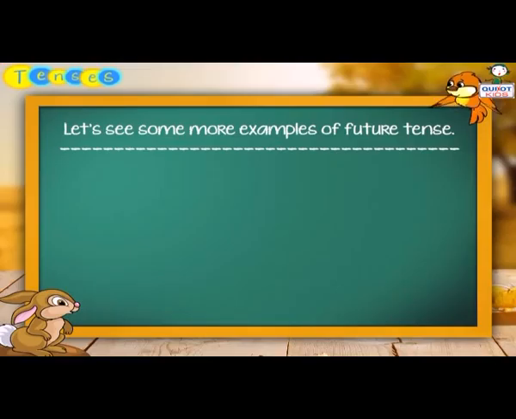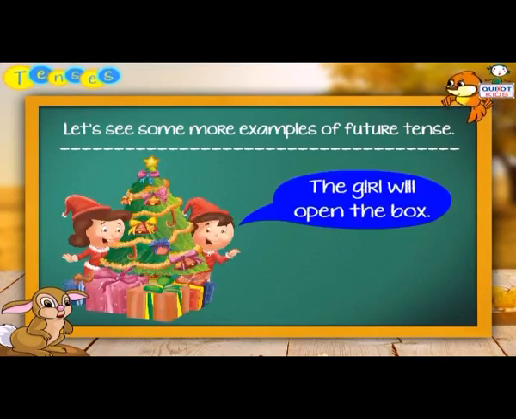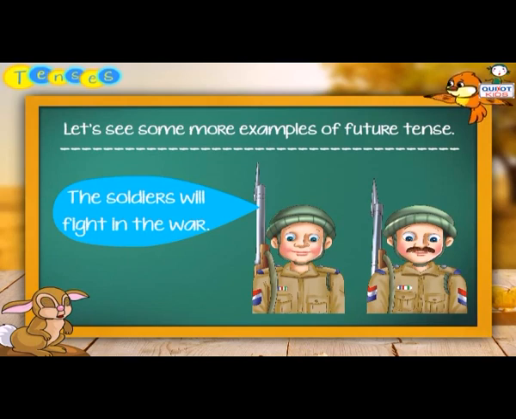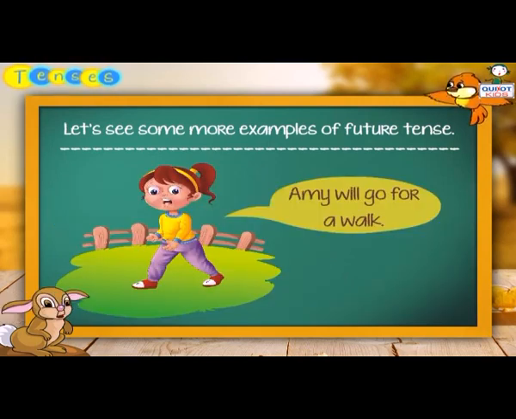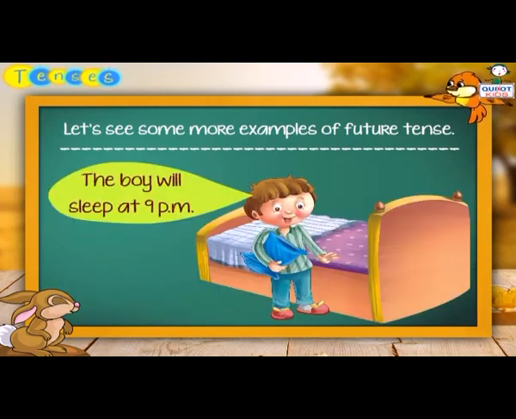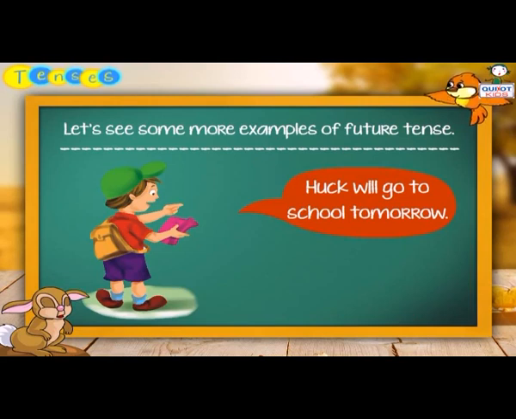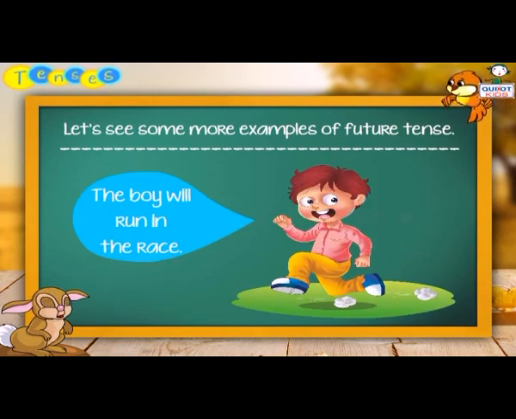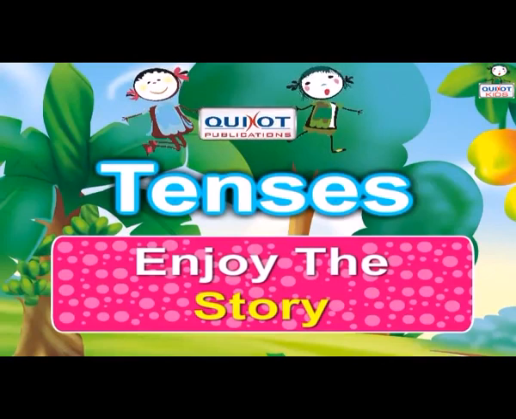Future tense. Let's see some more examples of future tense. The girl will open the box. The soldiers will fight in the war. Amy will go for a walk. The boy will sleep at 9 p.m. Huck will go to school tomorrow. The boy will run in the race.